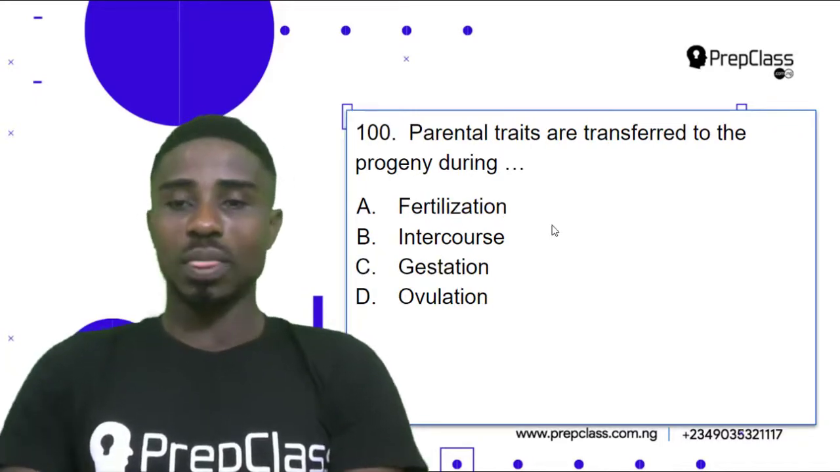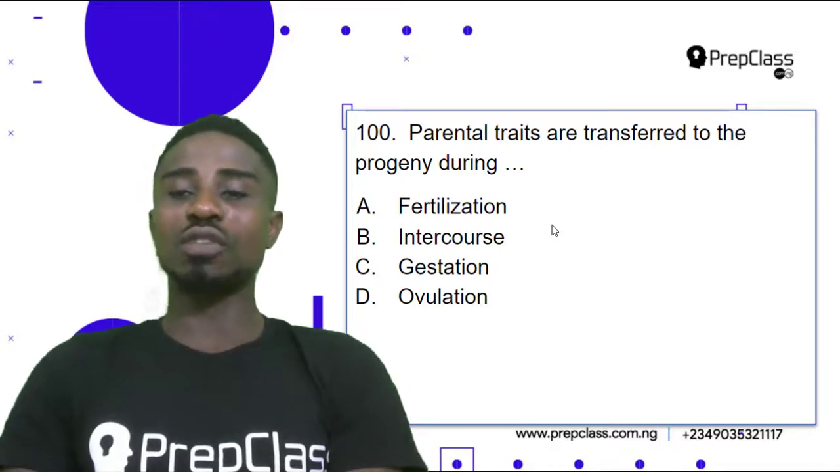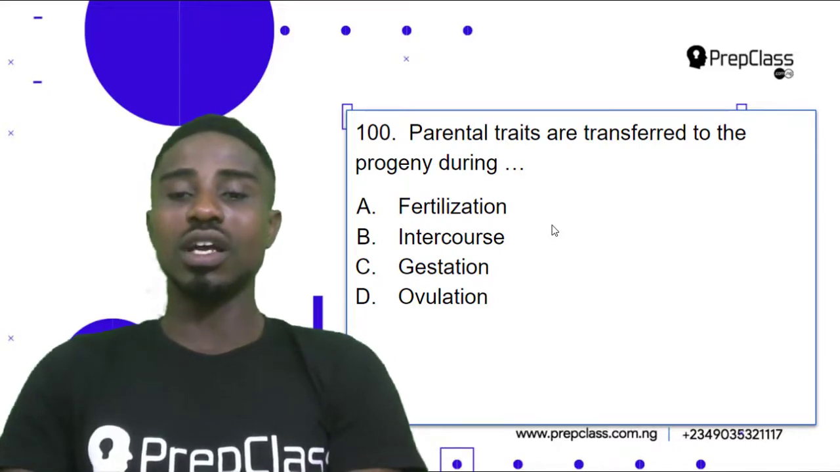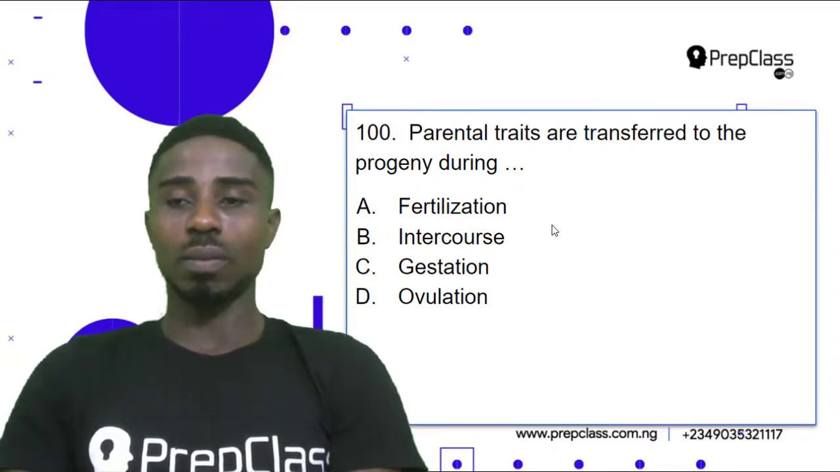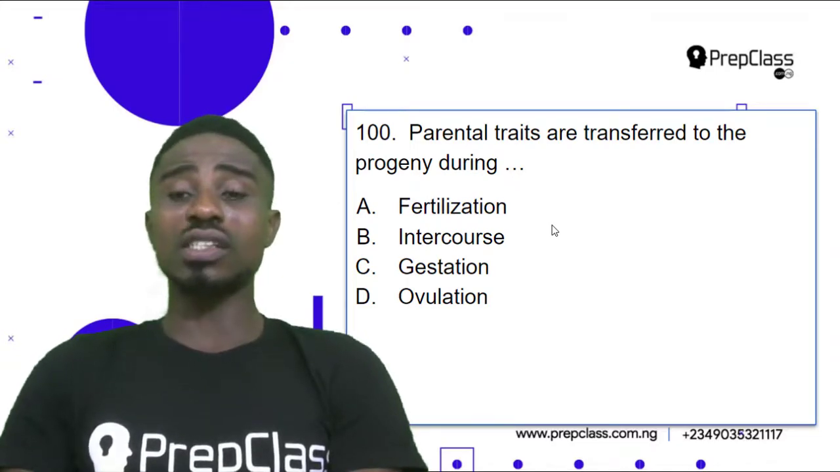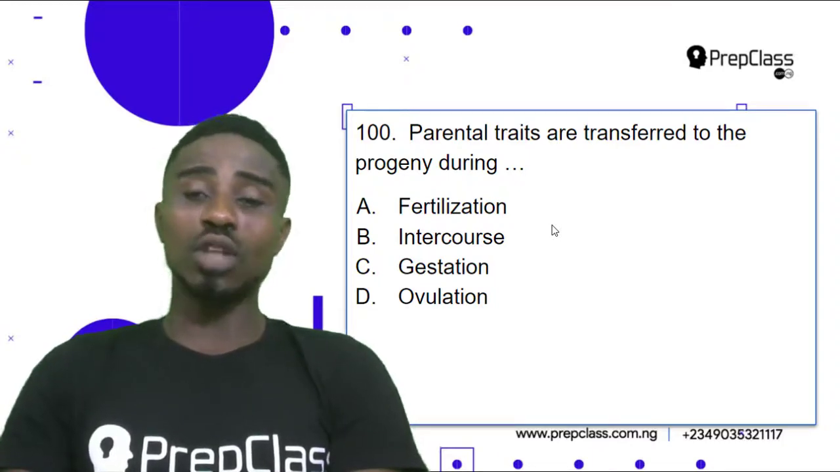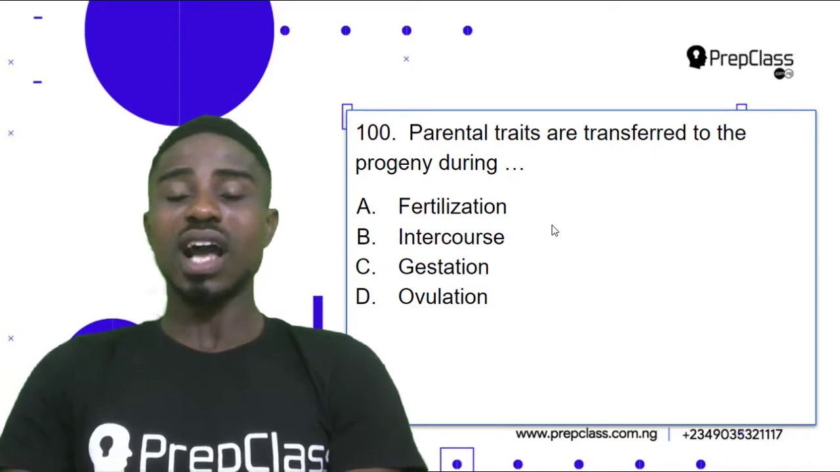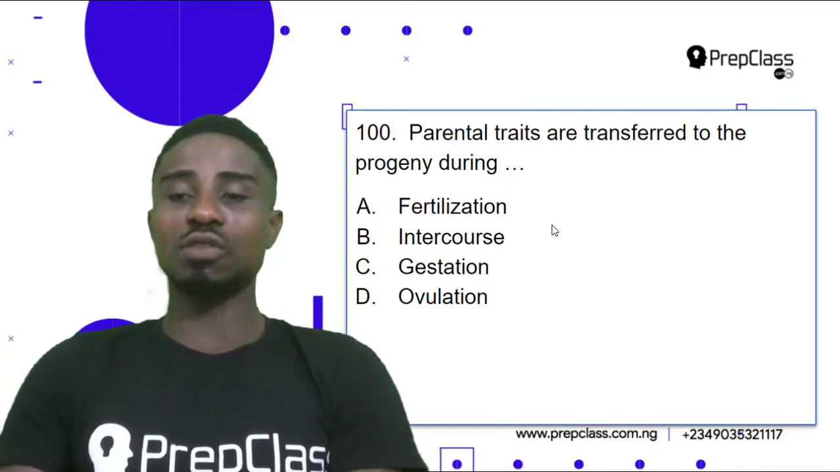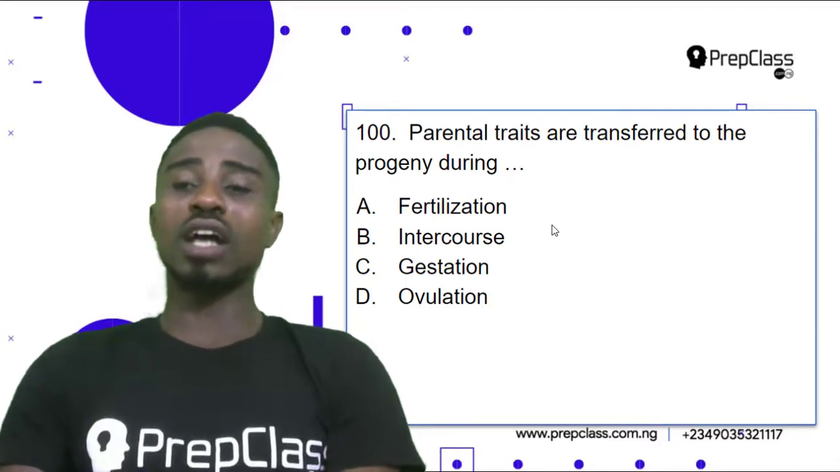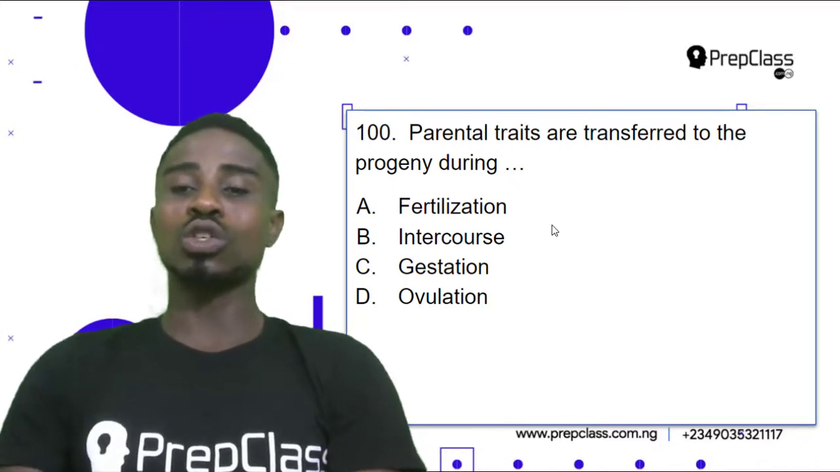Question 100. Parental traits are transferred to the progeny during A, fertilization, B, intercourse, C, gestation, D, ovulation. For us to carefully select the correct answer, we need to understand the question. Then next we analyze all of the options to see which one best answers our question. Now, parental traits are transferred to the progeny. That means parental traits are transferred to the offspring.